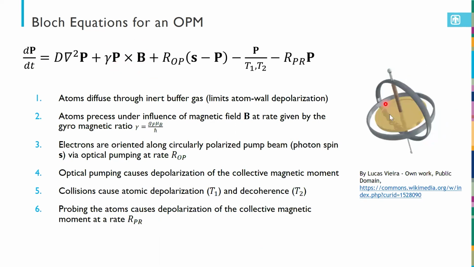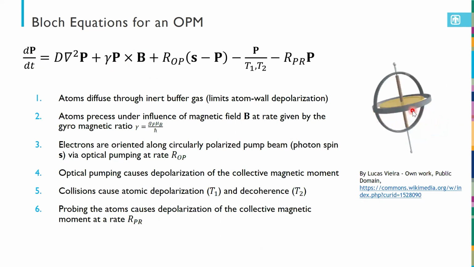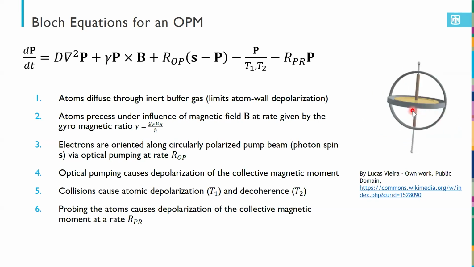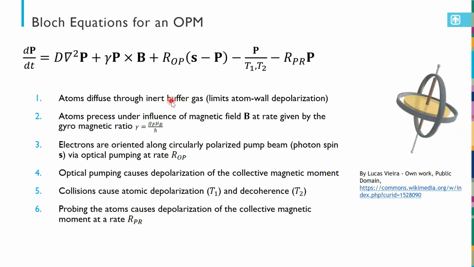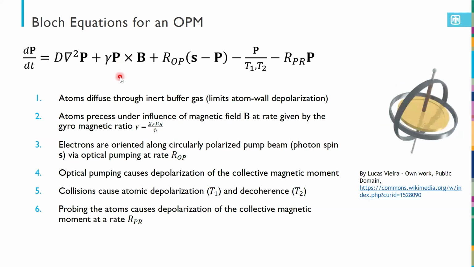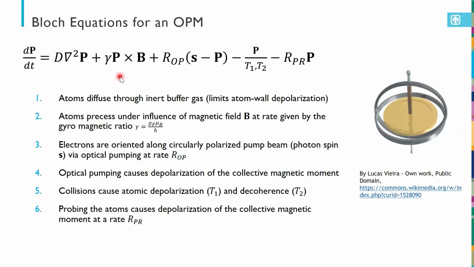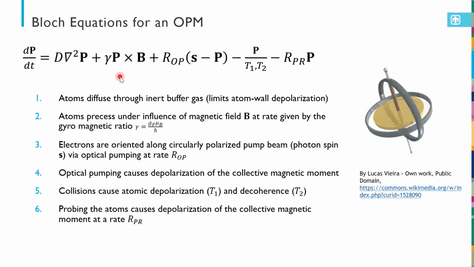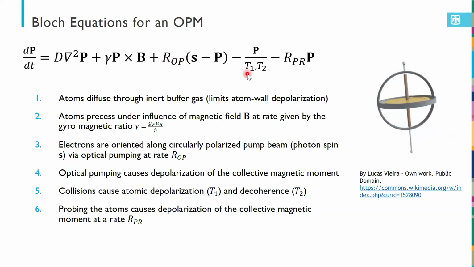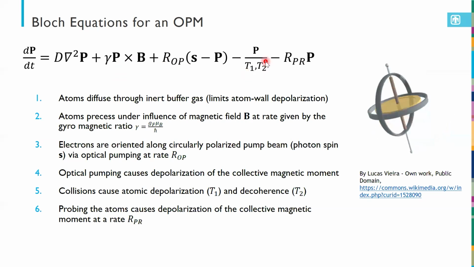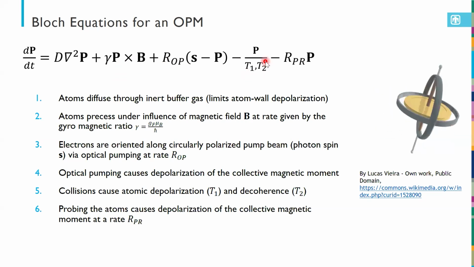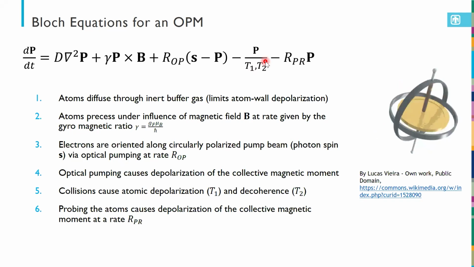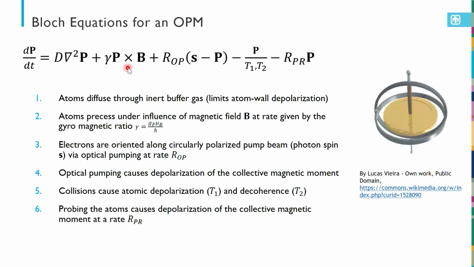And so I have this gyroscope over here to show precession. This is the precession of a top in the gravitational field of the Earth, and the physics there is also determined by a cross product term like we see over here. So when we're talking about precession, we're talking about something very analogous to a top precessing in a magnetic field. And these other terms have to do with pumping and a decoherence of the atomic polarization and things like that. But the key thing here, again, is this cross term.